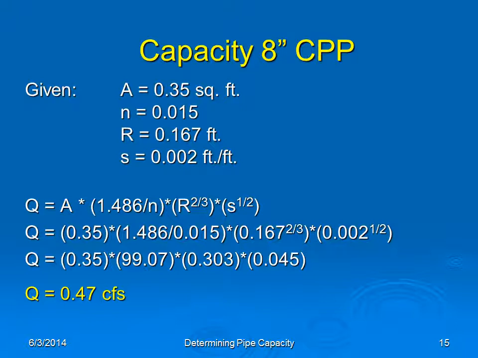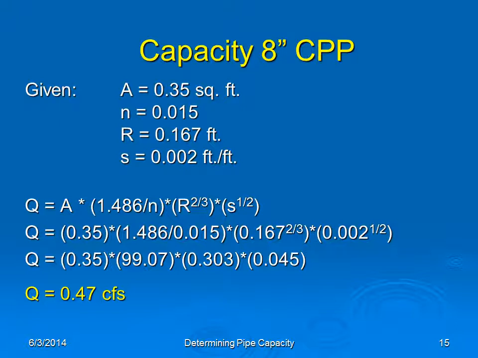So with our 8-inch corrugated plastic pipe, we have the area calculated previously of 0.35 square feet. We're going to use an n value of 0.015. We calculated our hydraulic radius, R, equal to 0.167 feet. And our grade is given at 0.2% or 0.002 feet per foot.